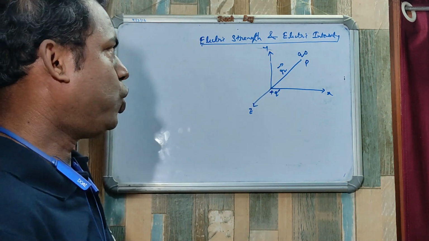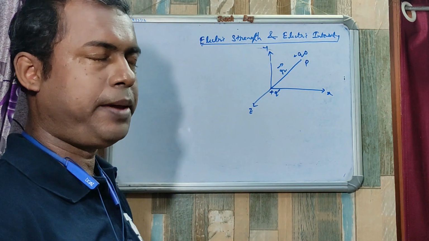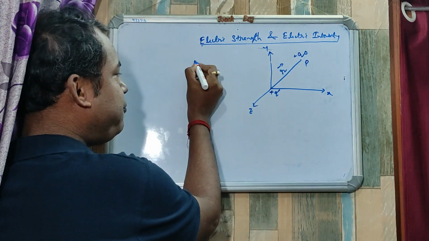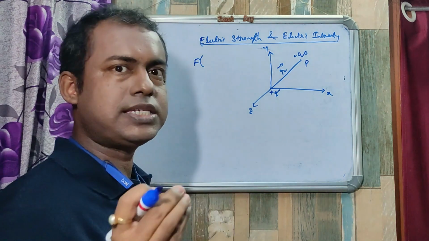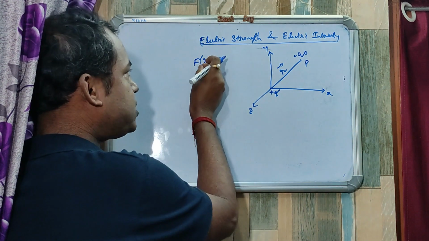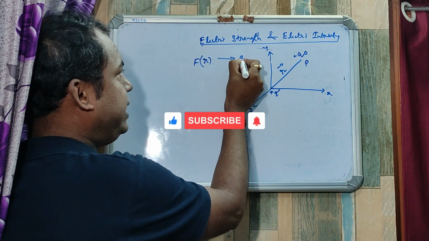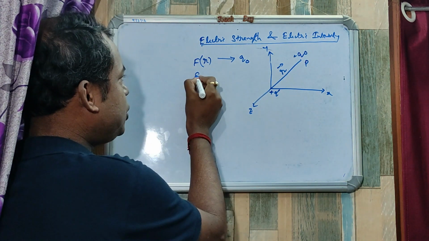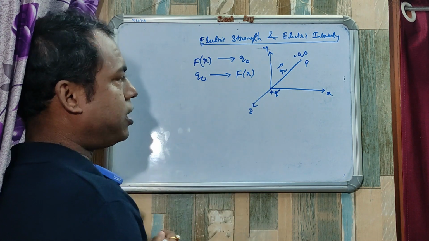Okay, so obviously this one is plus and this one is plus. What is the force between them? Obviously repulsive in nature. So if the force is F, this force is a function of R. This force F is a function of R. In this case, it acted on the test charge Q0. So Q0 produces the force Fr.